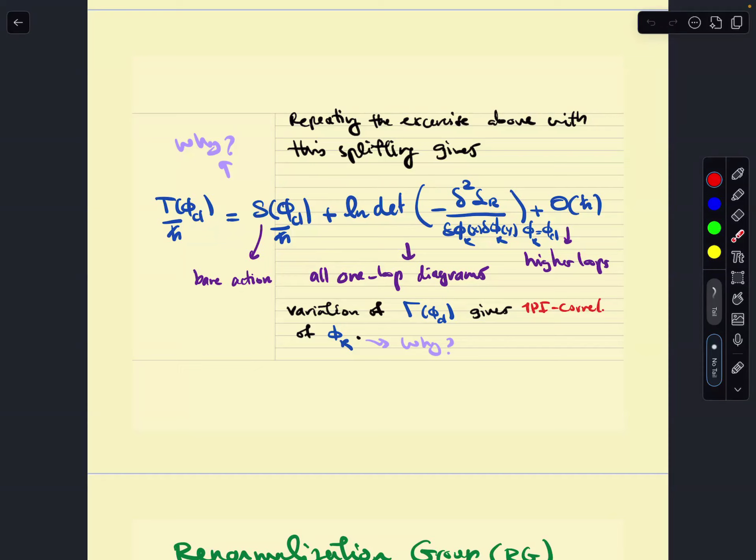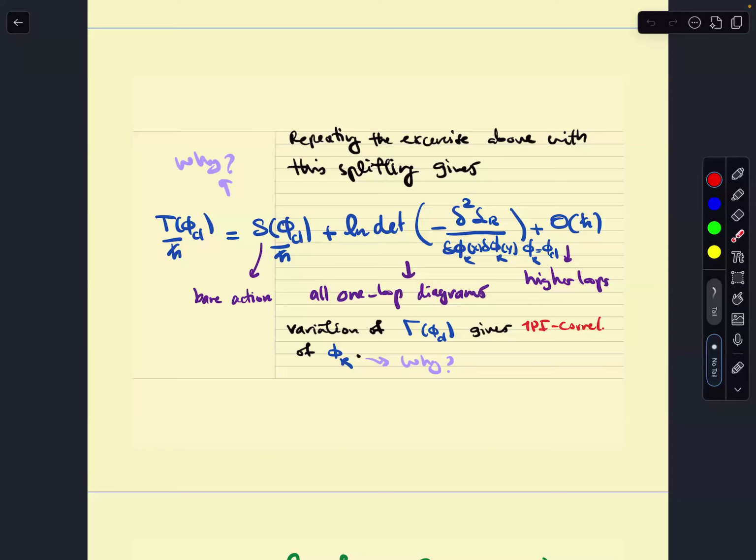Staring at this, what do you conclude based on what we discussed last time, based on the diagrammatic arguments of last time? We learned that the effective action gives the 1PI correlators of the renormalized fields. So this is an exercise for you to do, to convince yourself that the 1PI correlators we found are actually 1PI correlators of the renormalized field. Any questions?